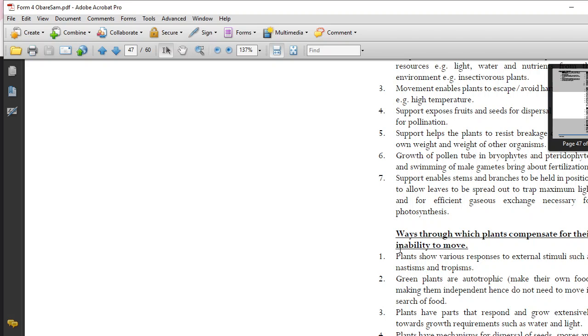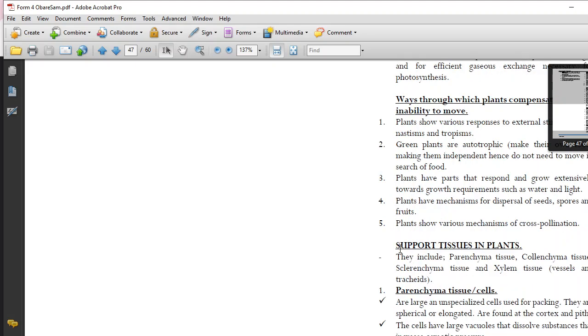Then they have mechanisms of dispersal. For example, we remember the pod in Form 3, fruit classification. The pod has a self-dispersal mechanism, that is, the explosive mechanism. It splits open by itself, and in the process it disperses the seeds. Then they have other mechanisms such as the ability to attract pollinators. Those are all mechanisms that enable plants to compensate for the inability to move.